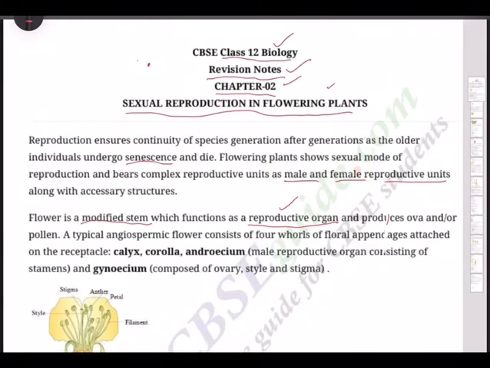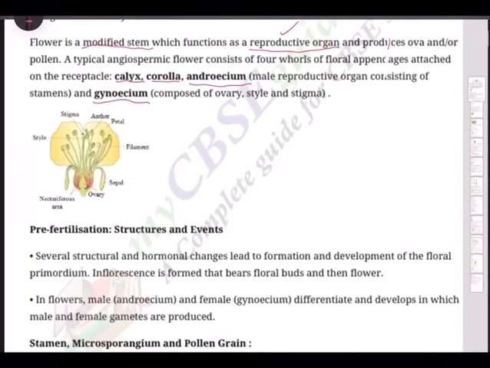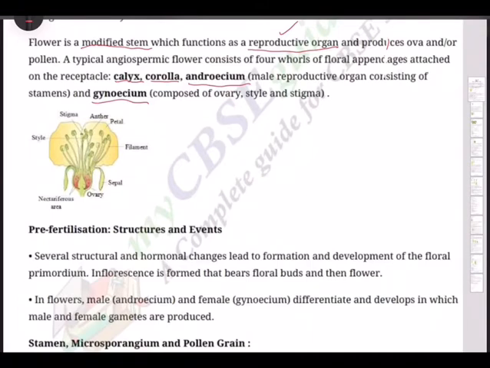A typical angiospermic flower consists of 4 whorls of floral appendages attached on the receptacle. So there will be 4 structures in the form of rounds, circles. One is calyx, another is corolla, third one is androecium, that is male reproductive organ consisting of stamens, and fourth is gynoecium composed of ovary, style and stigma. Let's see that. So this is clear.